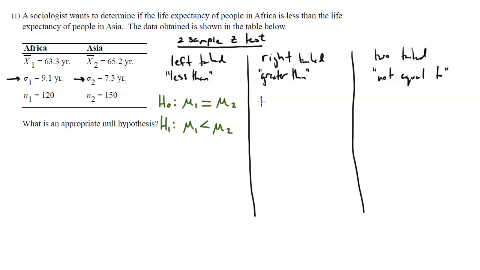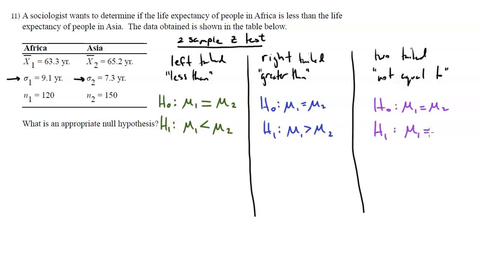For right-tailed, again, the null hypothesis would be a statement of equality. Those two means are equal. There's no difference between the two. But the alternative for right-tailed, for greater than, says that mu1, the population mean of the African sample, is greater than the population mean of the Asian sample. Not equal to. There's a difference. Again, the null hypothesis is a statement of equality. The alternative hypothesis would be not equal to.